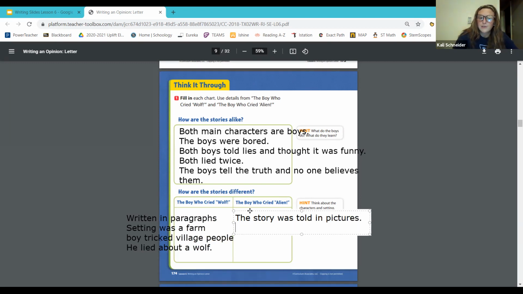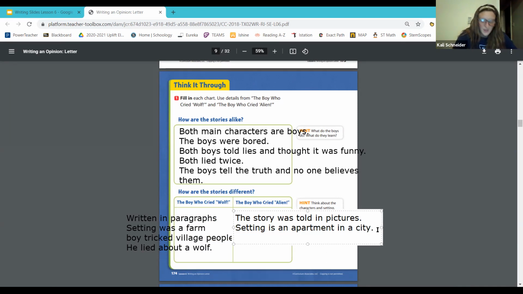Okay, so we know the story was told a little bit differently versus the paragraphs from The Boy Who Cried Wolf. And then the story takes place in an apartment in the city. So the setting is an apartment in a city. All right. What else do we know?